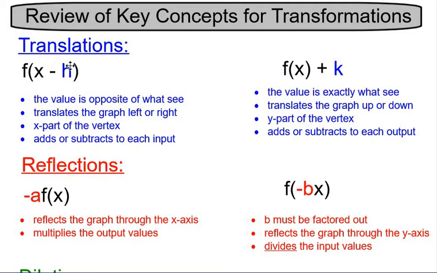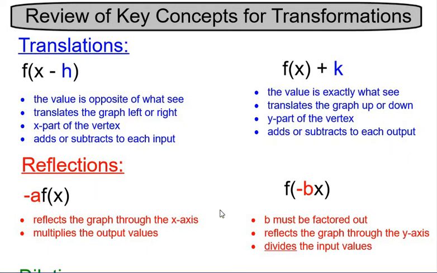So again, if you notice what I have here, here's h. The translations occur, the value is opposite of what you see. So whatever you see here for h, again, if this were x minus 4, the value of h is actually 4. But if this were 8x plus 4, you had to have two negatives here to make that negative become a positive. So it's opposite of what you see. It will translate the graph left to right. It's the x part of the vertex, and it adds or subtracts the input. The k is exactly what you see is exactly what you get. It translates the graph up or down. It's the y part of the vertex, and it adds or subtracts to each output.